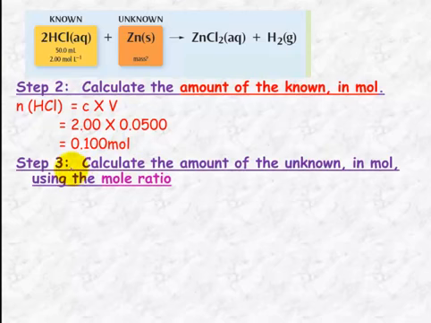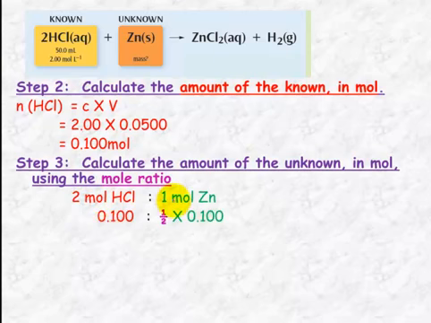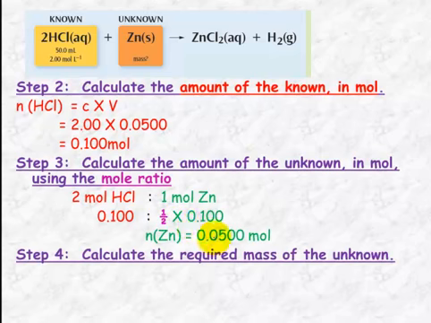The next step is to calculate the amount of the unknown in mole using the mole ratio. So 2 mole of hydrochloric acid will react with 1 mole of zinc. And that's all I've written here. 2 mole of hydrochloric acid will react with 1 mole of zinc. So if I've got 0.100 mole of hydrochloric acid, it will react with the mole ratio, which is the unknown over the known, so 1 over 2 of zinc, which will equal 0.50 mole.